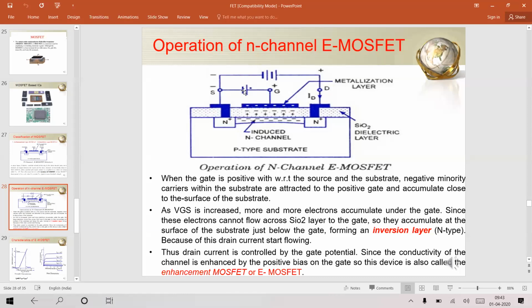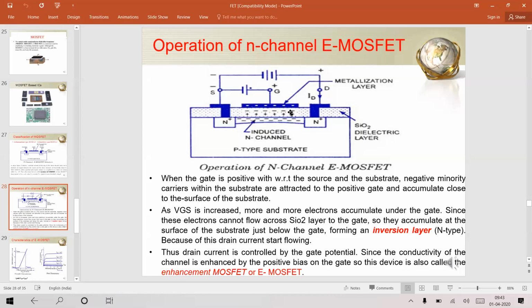So in the enhancement MOSFET, this is the terminal of a battery I have connected just to demonstrate or explain the working of this device. So VGS is this. What is the polarity of the battery you have connected? The positive terminal is connected to the gate. This is my gate, the yellow colored layer. And this is the silicon dioxide insulator, what I was talking about, MOS.